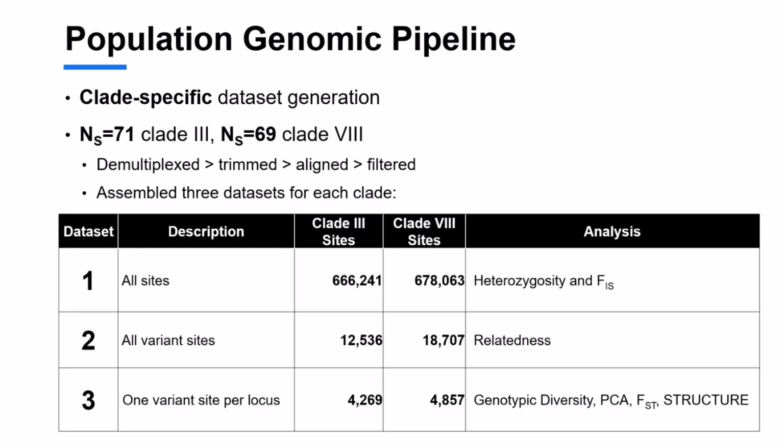Lastly, and potentially most importantly, a single variant site per locus was chosen for the remainder of this analysis. That was done to reduce the bias brought on by linkage disequilibrium, which occurs when multiple SNPs on a single locus are used, which ultimately increases linkage disequilibrium bias. That data set was used for genotypic diversity, PCA, FST, and structure.